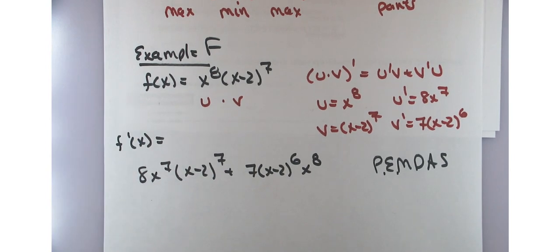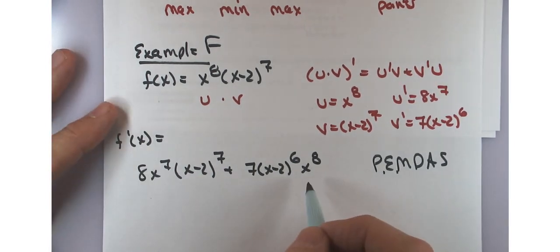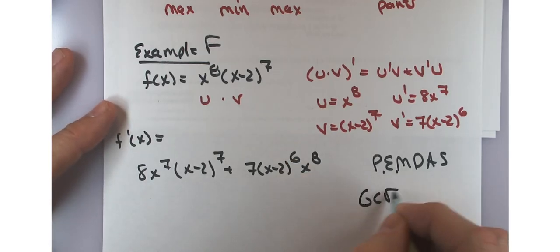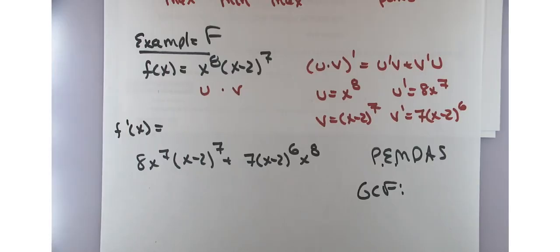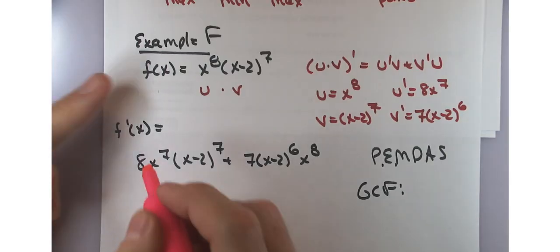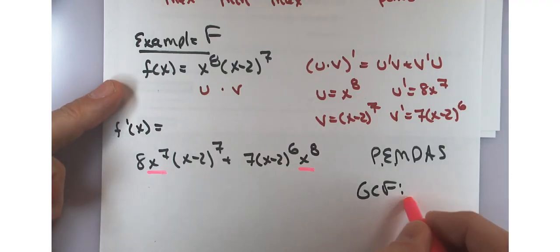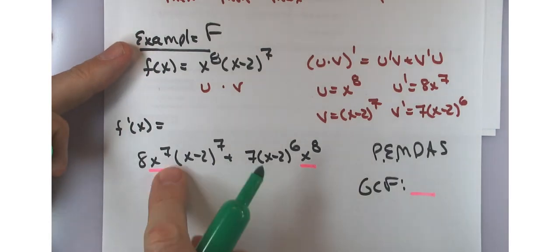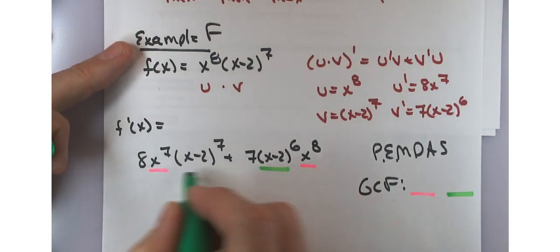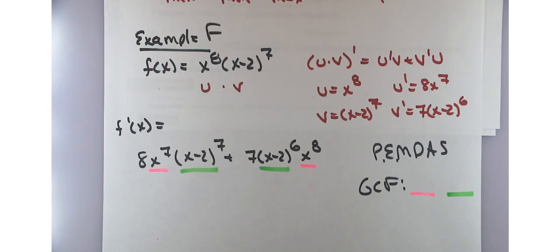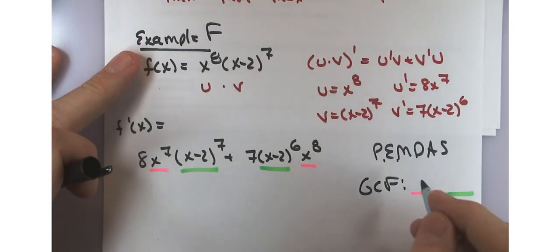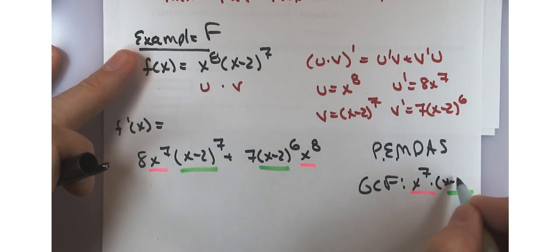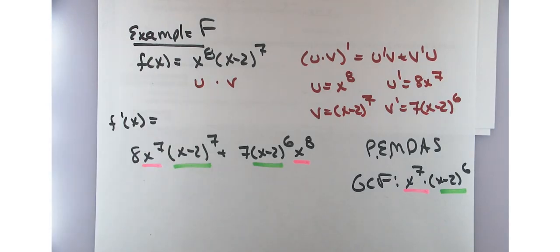Instead of distributing, though, let's factor out the greatest common factor. The GCF here. What's that going to be? What's common to both of these terms? Let's start out with the x's. How many are common to both terms? 7 of them. And then we're going to do the same thing with the x minus 2's. So I've got x to the 7th times how many x minus 2's? Good. That's what's in common to both of these.